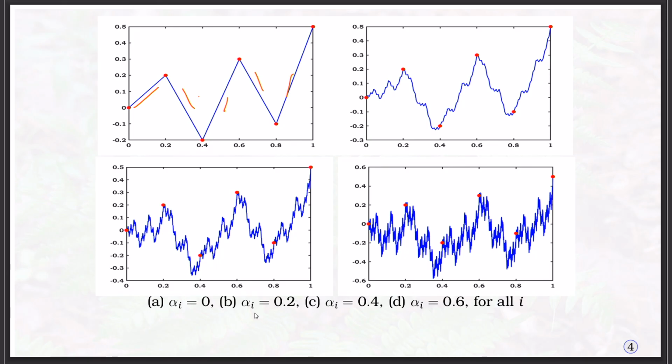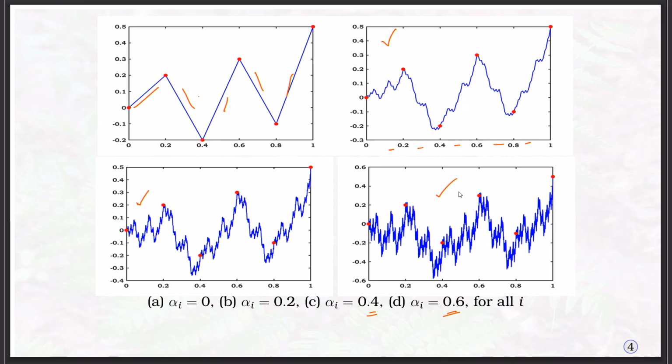And when you choose alpha equal to 0.2 in all the intervals, here 0.2, 0.2, 0.2, then we will get this graph. When alpha equals 0.4, one can get this graph, and for alpha 0.6, one can get this graph. So, for the given set of data points, by choosing different scaling factors, we can get different fractal interpolation functions, which are depicted in these figures.